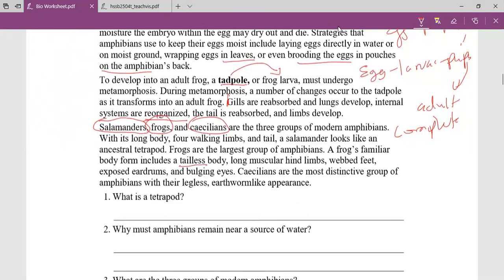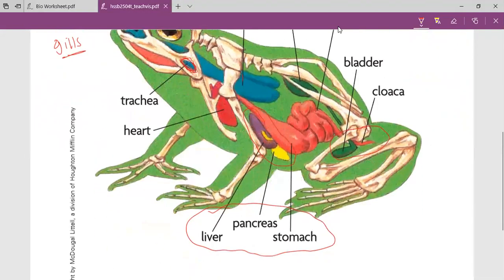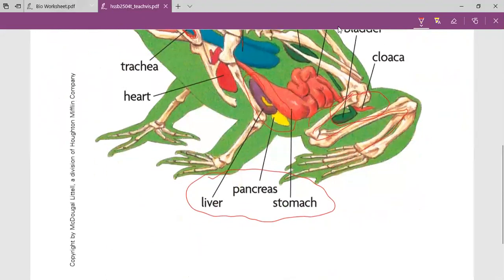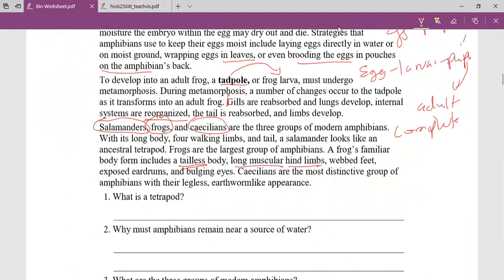They don't have a tail. They have long muscular hind limbs. Like I showed you, the limb is so long. You can see how long the bones are. The bones are folded 1, 2, 3, very, very strong, and that's why they can leap so high. Is that understood? They can leap so high because they have strong limbs. Now the Sicilians are the most distinctive group of amphibians with their legless, earthworm-like appearance.